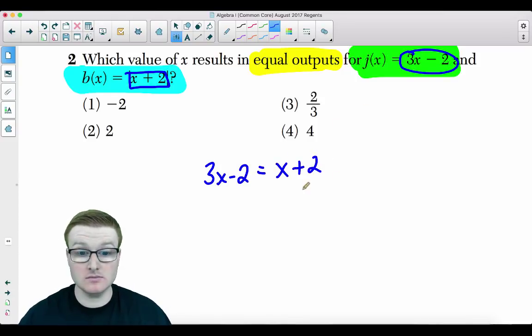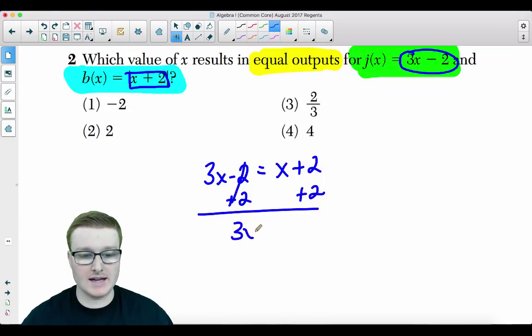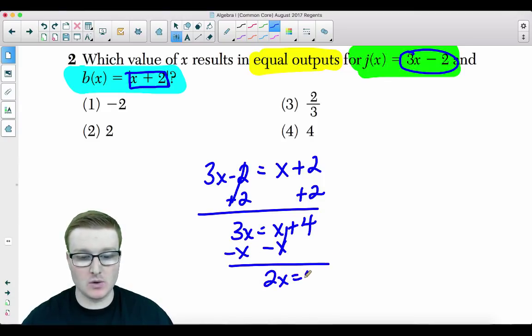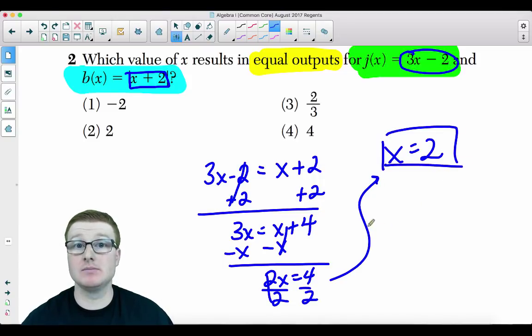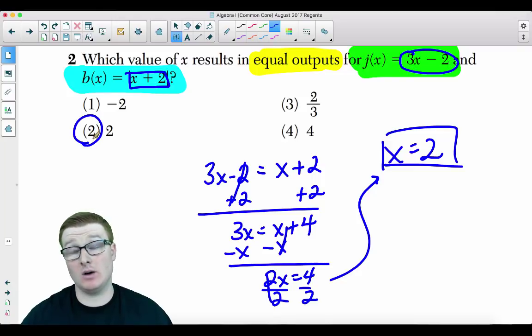Solve for x. So I'm going to add the 2 on both sides. We get 3x equals x plus 4. Subtract the x on both sides. We get 2x equals 4. Divide by the 2, and we get x is equal to the number 2. Your answer is choice 2 for that one.